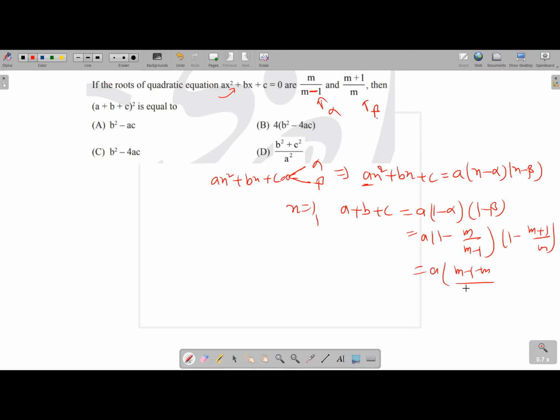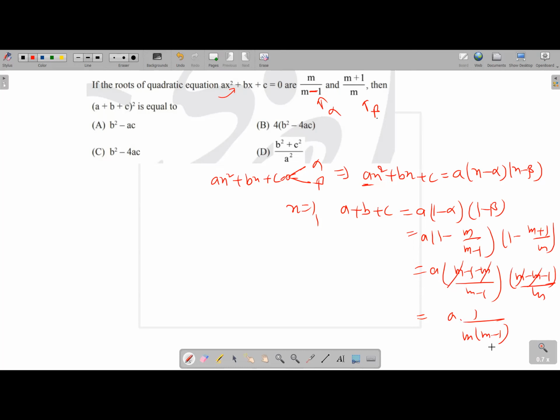Sorry, anyone asking any question? Yeah, sir. How did you do the second step? Sorry, come again. Oh, okay, got it, sir. Just put x equal to 1. Okay. Now you can see m gone, m gone. And here a into minus 1 into minus 1, that is plus 1 upon m into (m minus 1).